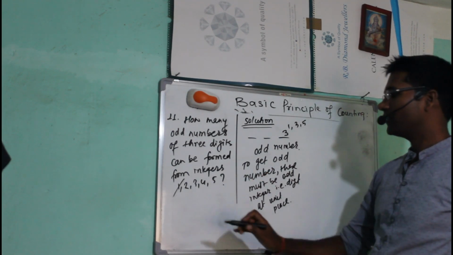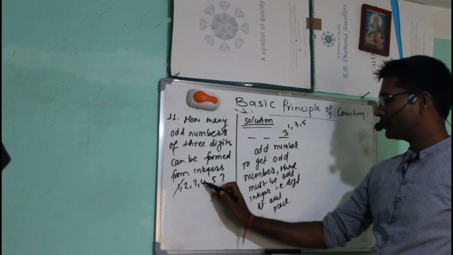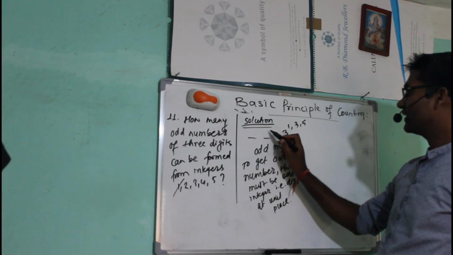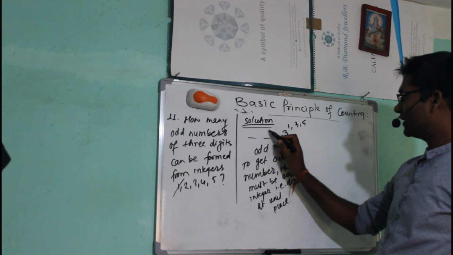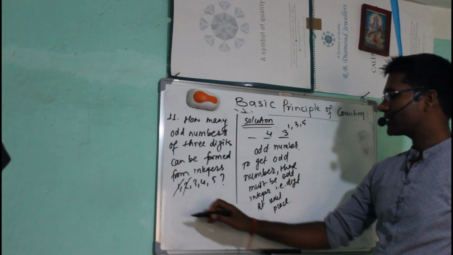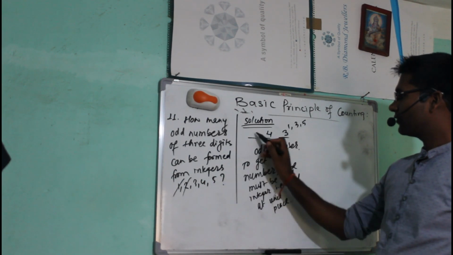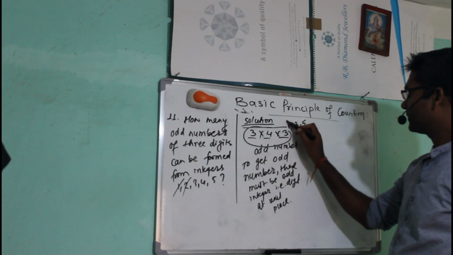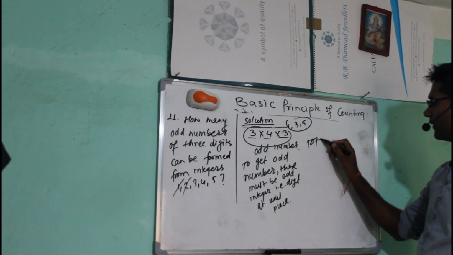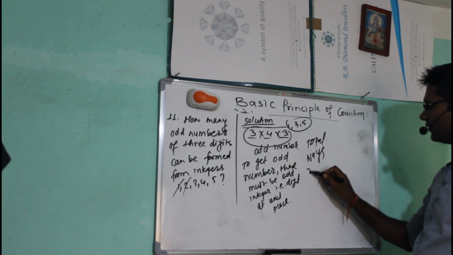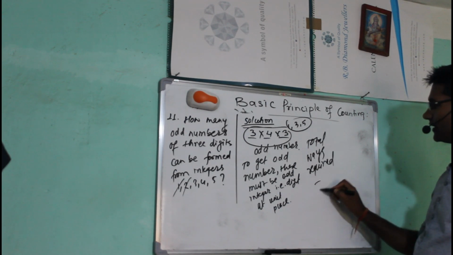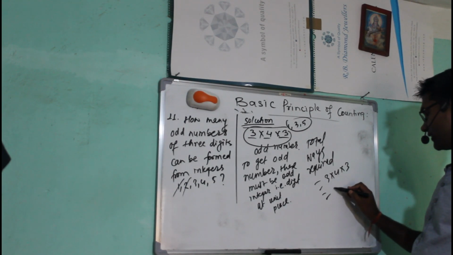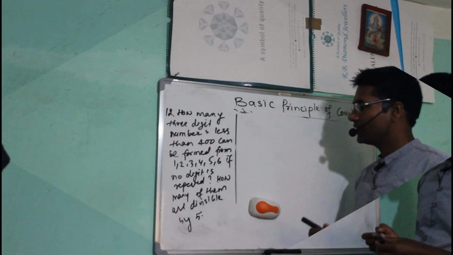Suppose you have taken 1, so the remaining will be 1, 2, 3, 4, and any one of these 4 can be chosen for the second place, the 10th place, so it will be here 4. Now suppose you have chosen this, so the remaining 3 can be used for the 100 place. This is here 3. So by the basic principle of counting, total ways required will be simply 3 into 4 into 3, here 9 into 4, it is here 36. That's your answer.